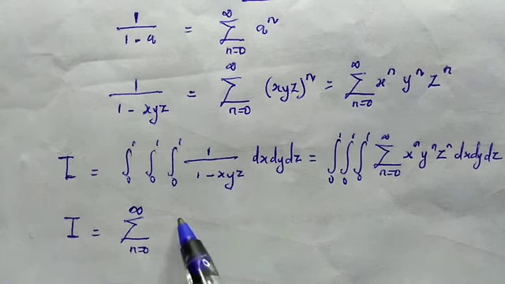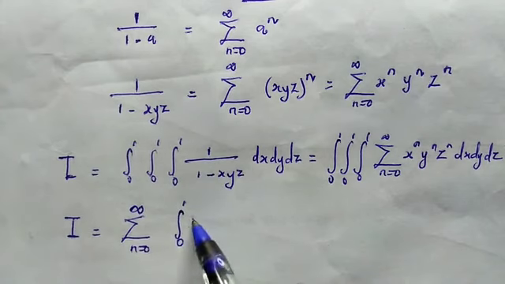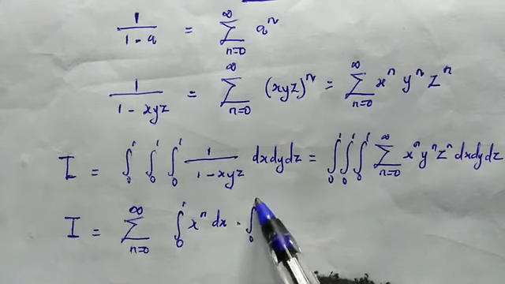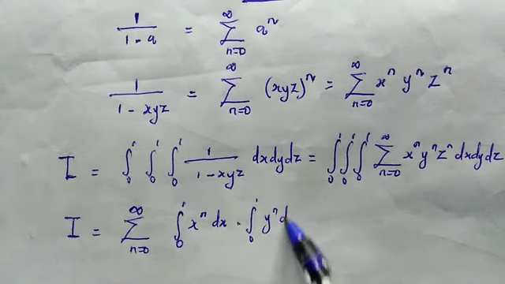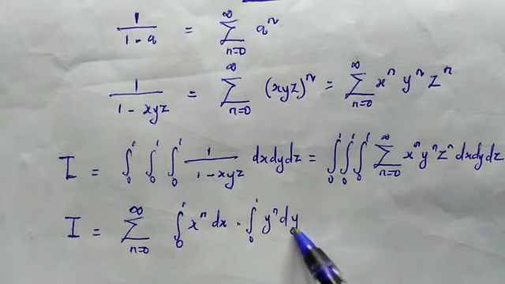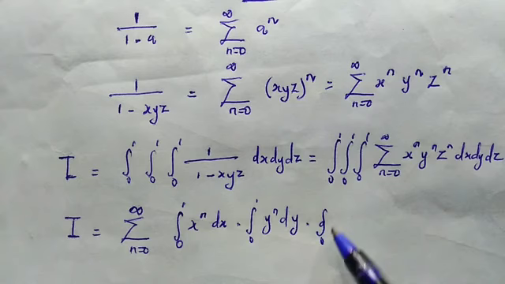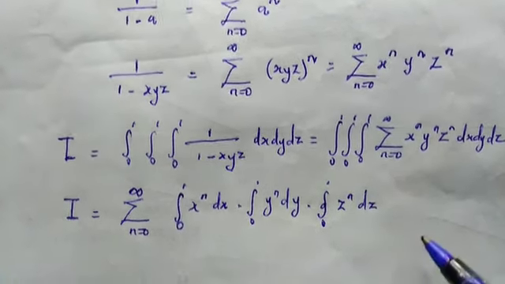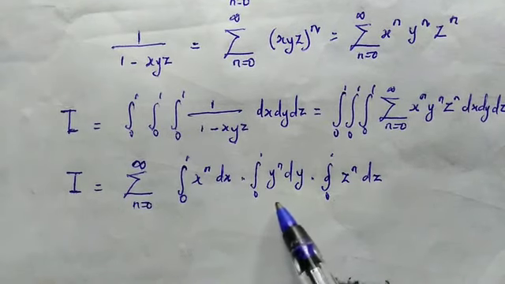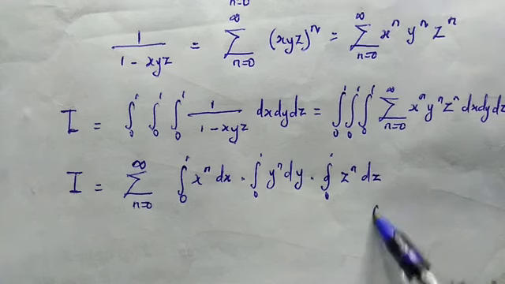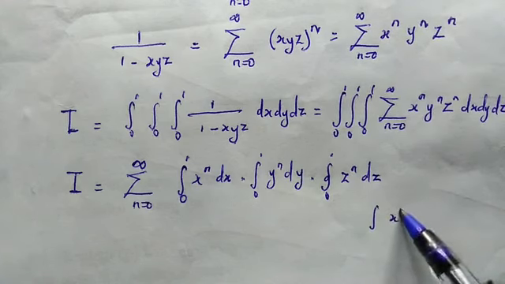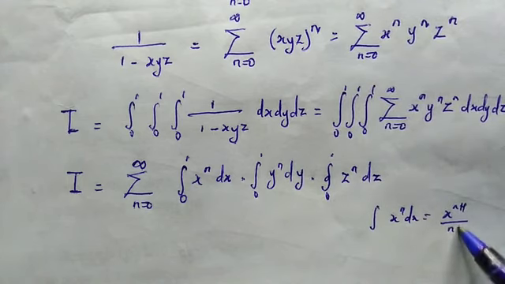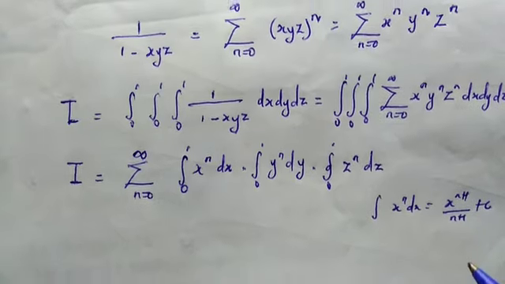Then we have the integral from 0 to 1 of x to the power of n dx, times the integral from 0 to 1 of y to the power of n dy, times the integral from 0 to 1 of z to the power of n dz. And we all know that the integral of x to the power of n dx is equal to x to the power of n plus 1 over n plus 1, plus c, right?